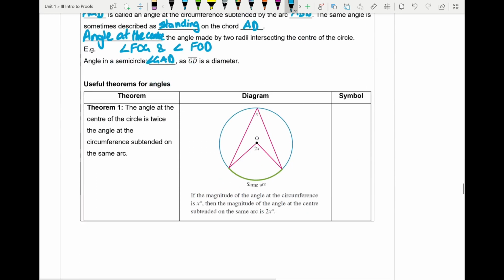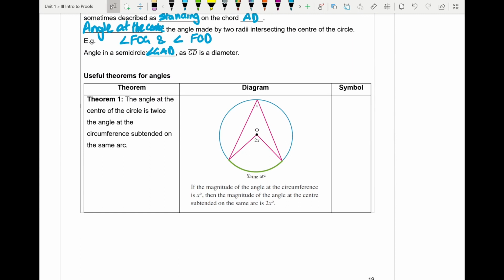Right, we then have some useful theorems for angles in a circle. Theorem 1: the angle at the center of the circle is twice the angle at the circumference subtended by the same arc. So we have an angle here, x. The angle at the center subtended by the same arc is going to be 2x. It's going to be twice. When working in our solutions, we don't like writing out this theorem every single time. So instead, we just draw a symbol that represents that concept.